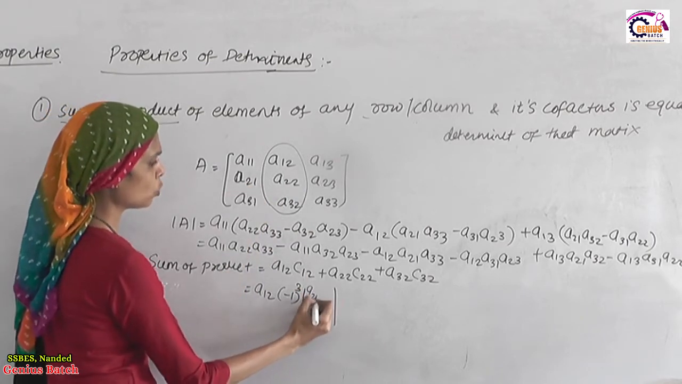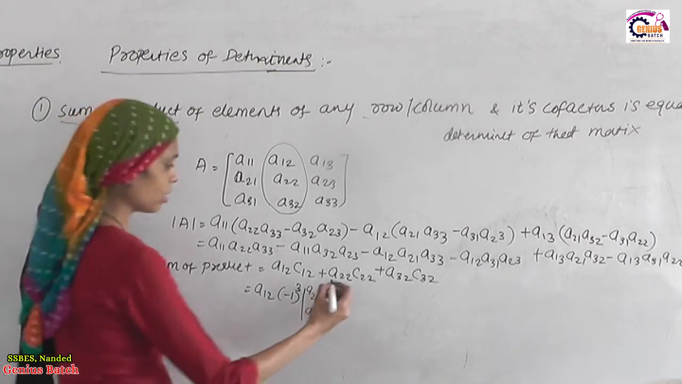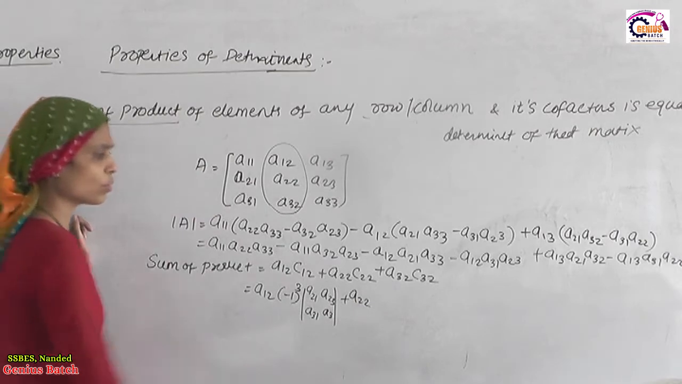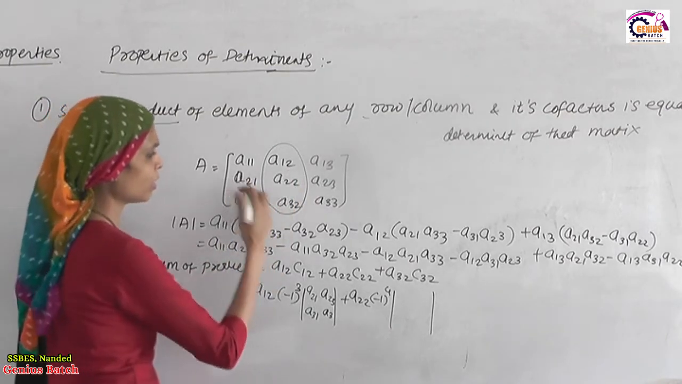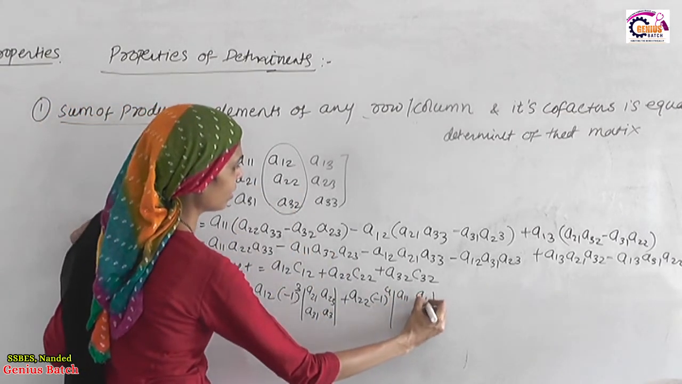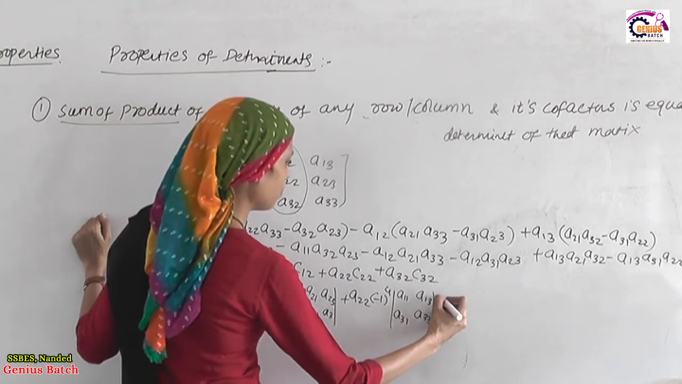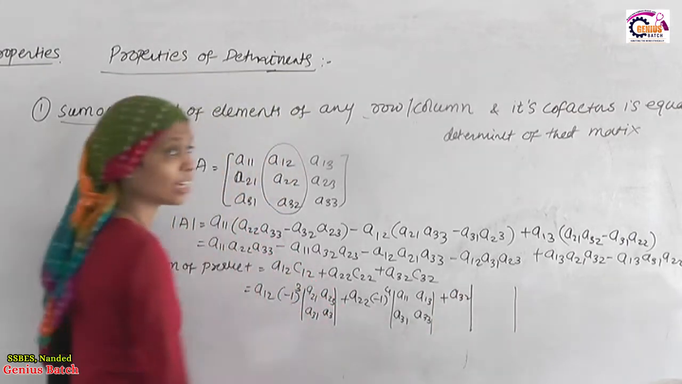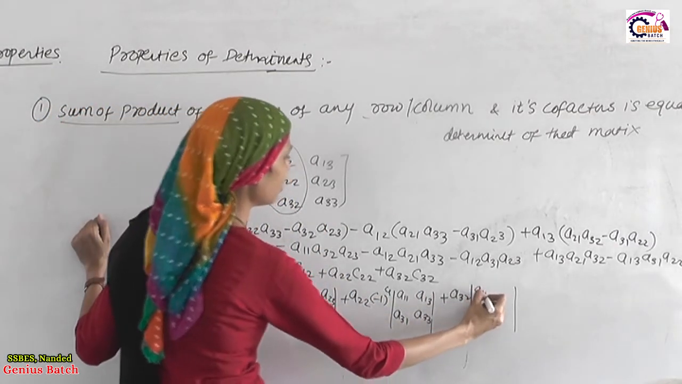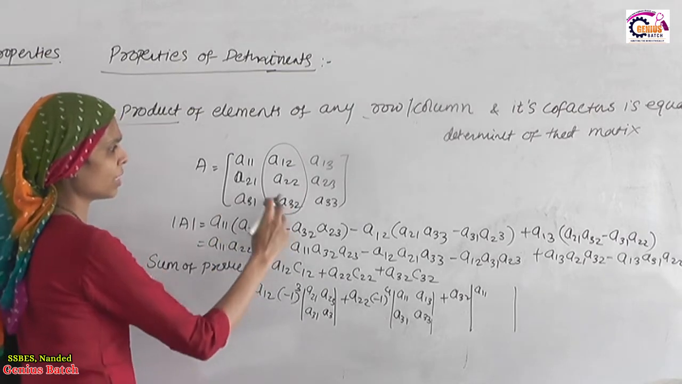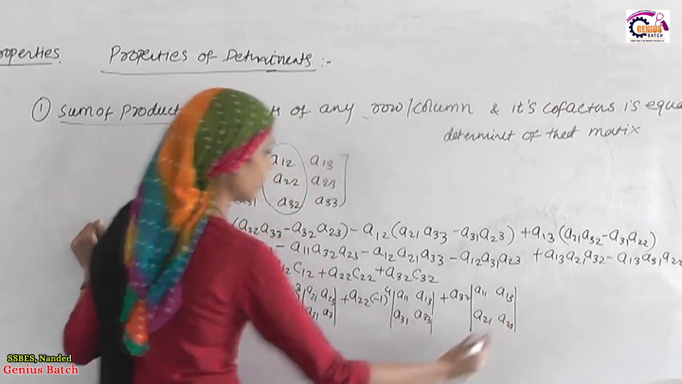So what I get is the determinant A21, A23, A31, A32, plus A22 into C22: minus 1 raised to 2 plus 2, that is 4, delete the second row and second column, A11, A13, A31, A33, plus A32 into C32: delete the third row and second column, so A11, A13, A21, A23.